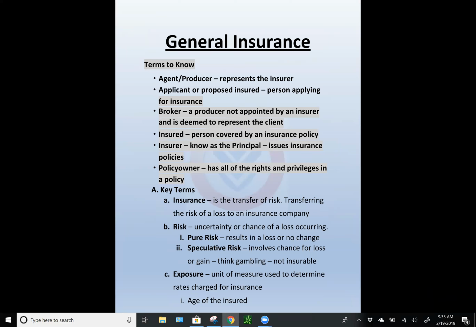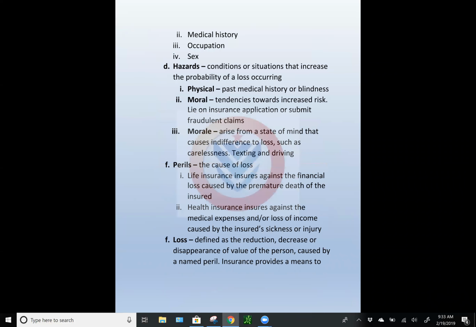Next, we have exposure. Exposure is a unit of measure used to determine rates charged for insurance. Some things that are important when they determine the rates charged are going to be the age of the insured, medical history, occupation, and sex.